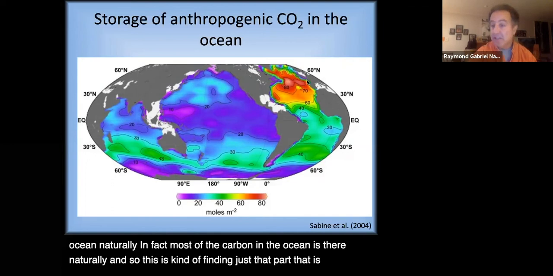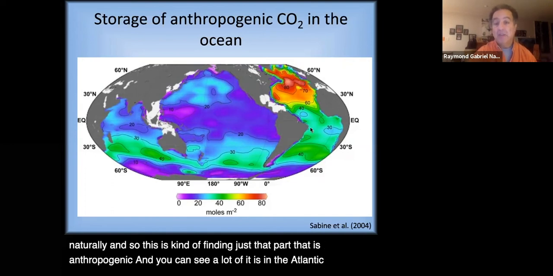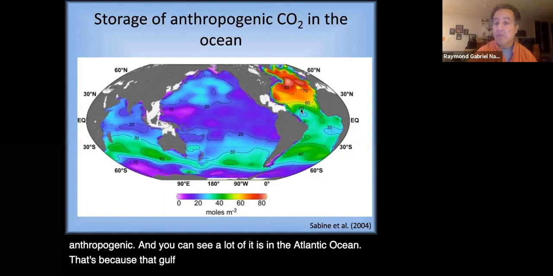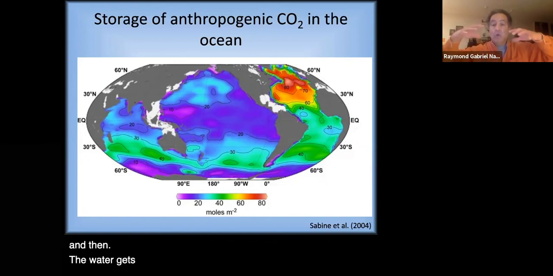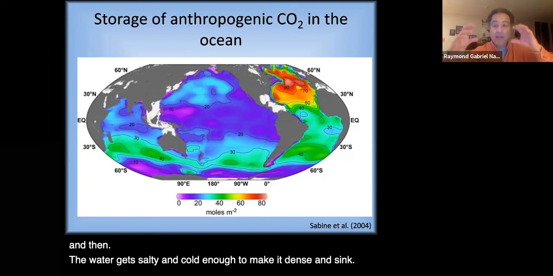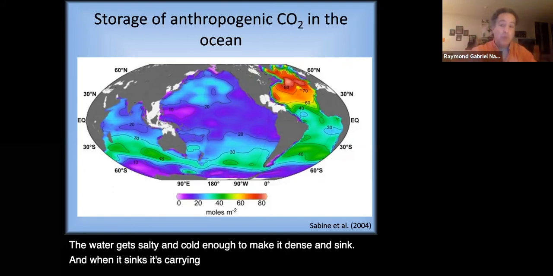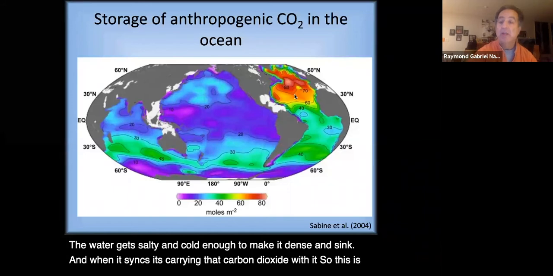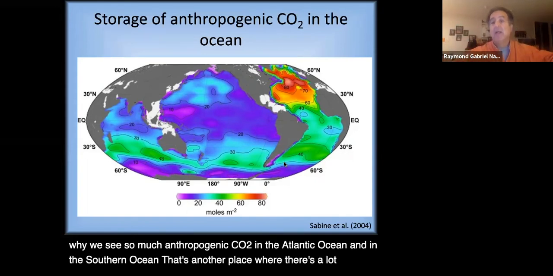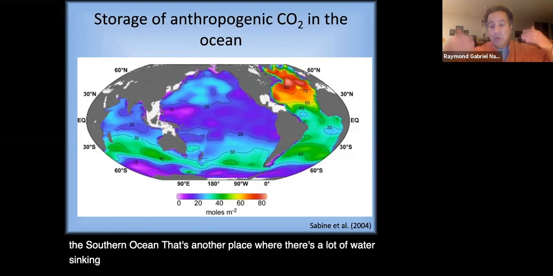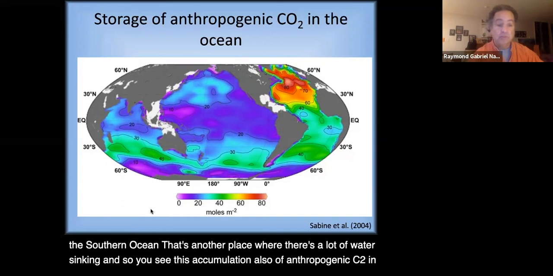And you can see a lot of it is in the Atlantic Ocean. And that's because that current we were talking about before, the Gulf Stream, moves up from the south and into the Atlantic, and then the water gets salty and cold enough to make it dense and sink. And when it sinks, it's carrying that carbon dioxide with it. So this is why we see so much anthropogenic CO2 in the Atlantic Ocean. And the Southern Ocean is another place where there's a lot of water sinking, and so you see this accumulation also of anthropogenic CO2 in the Southern Ocean.